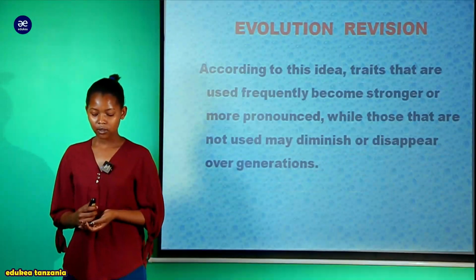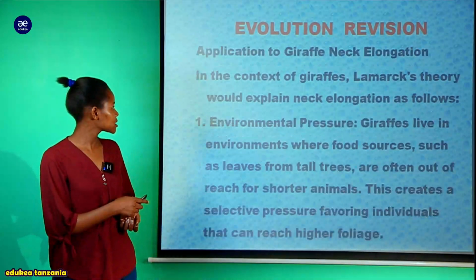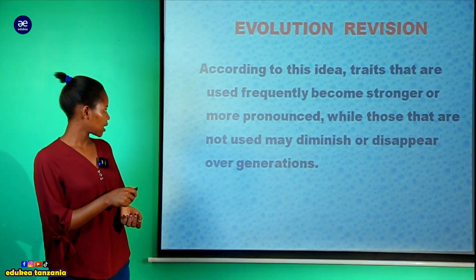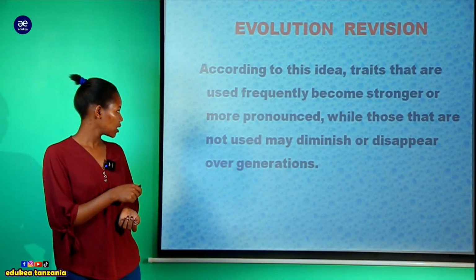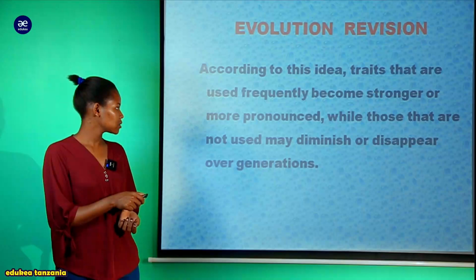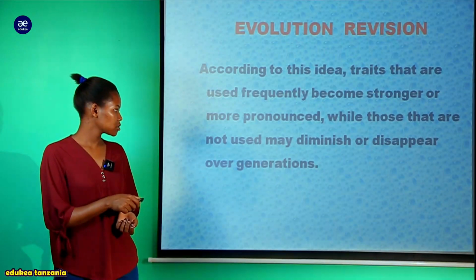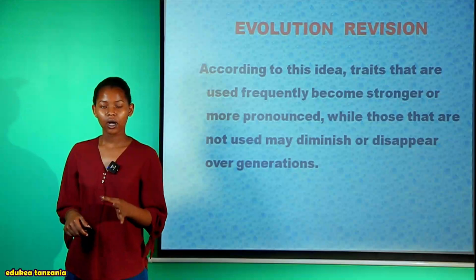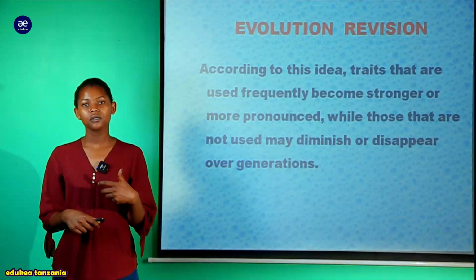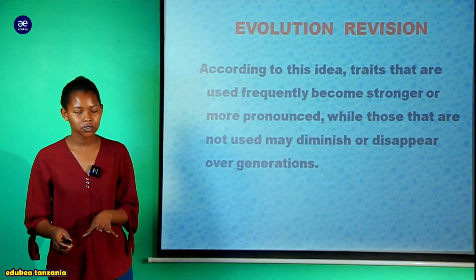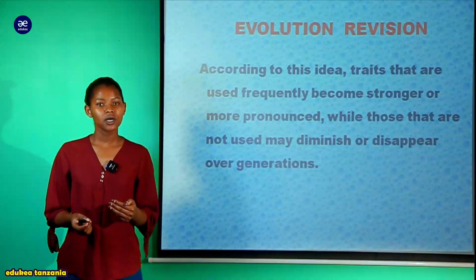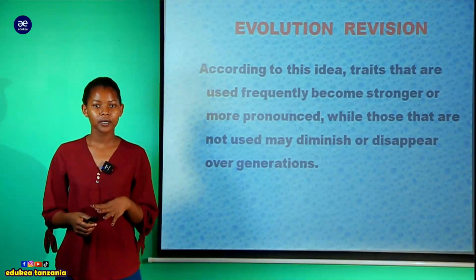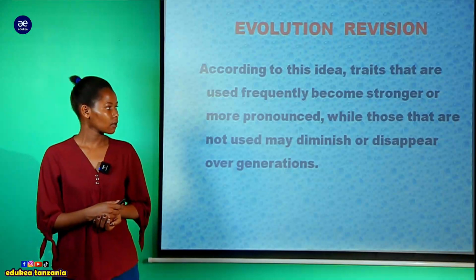But ukitaka kuieleza in deeply zaidi, you can see, according to this idea, traits that are used frequently become stronger or more pronounced, while those that are not used may diminish or disappear over generations. Kwa according to Lamarck, zile trait ambazo zilikuwa ni used frequently zilikuwa zinakuwa strong, but ambazo zilikuwa less used zilikuwa zina uwezo wa kudisappear na kuperish out.